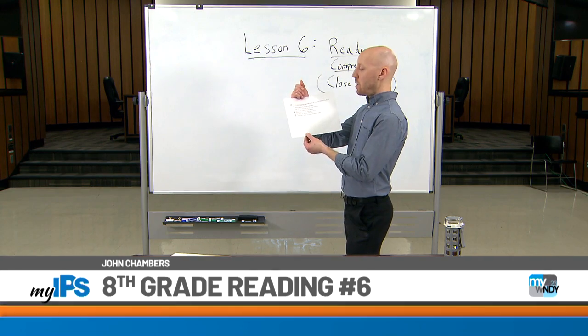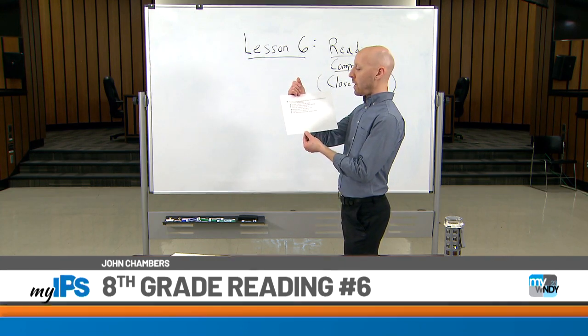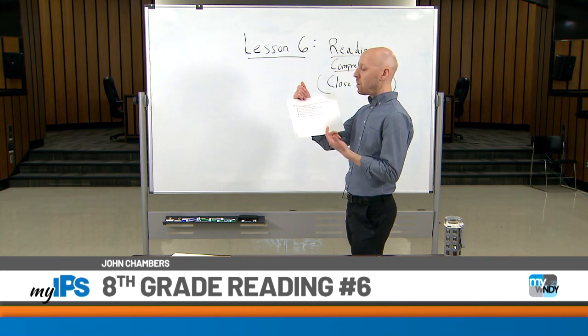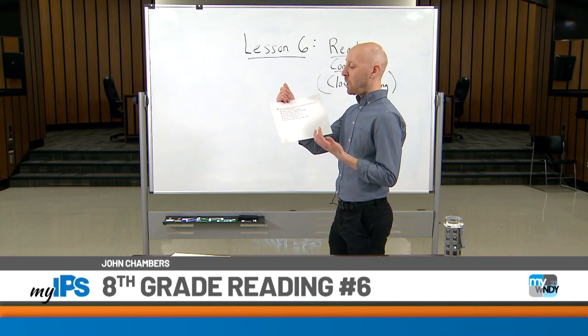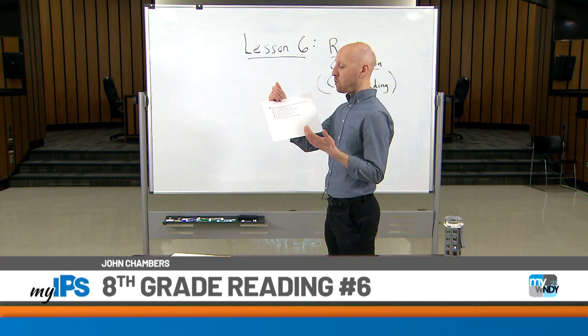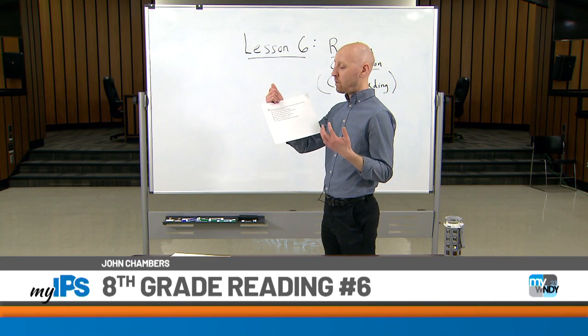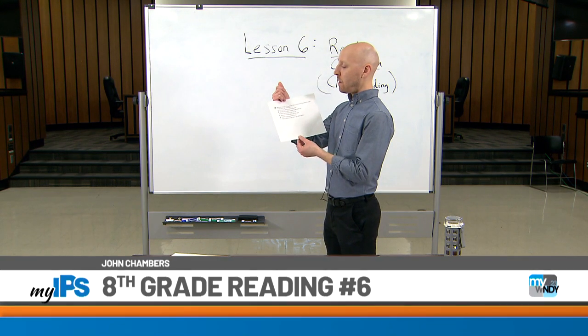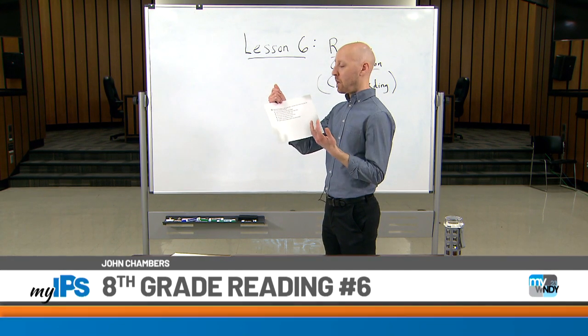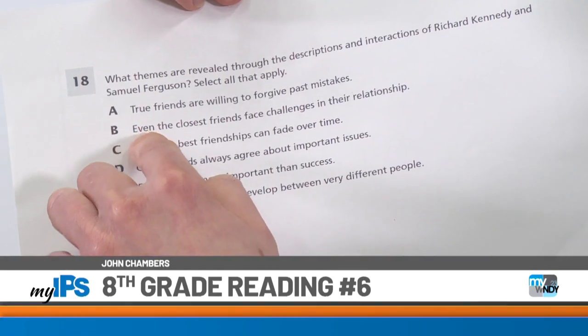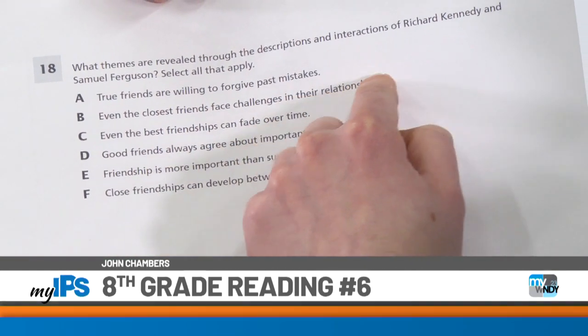All right, A, true friends are willing to forgive past mistakes. So this could be a theme. The only problem is we didn't have enough of the passage to really see mistakes from either one of these friends. So I bet they would forgive them, but it's not in the passage, so I'm going to cross that out.